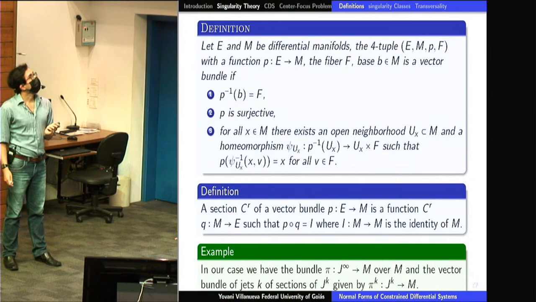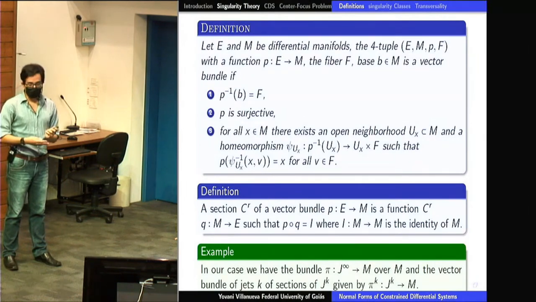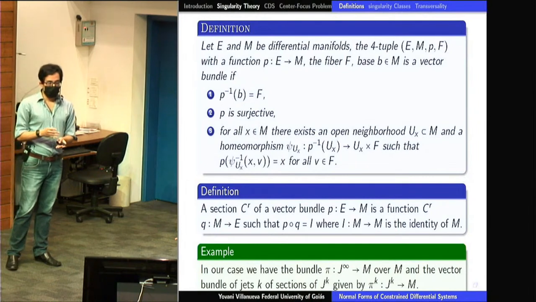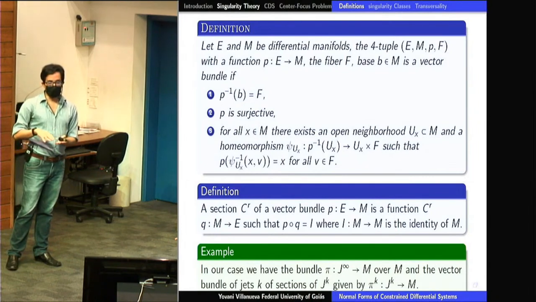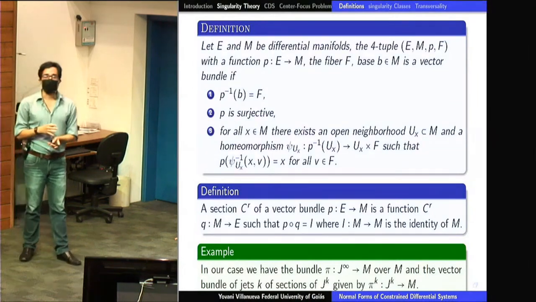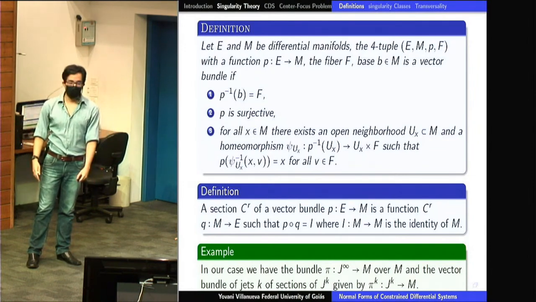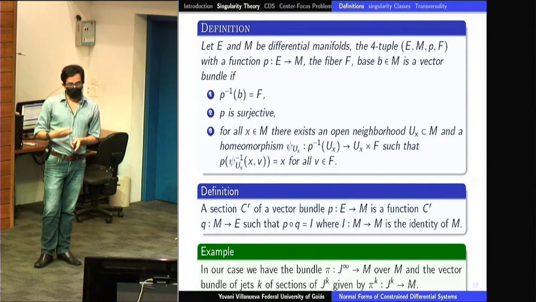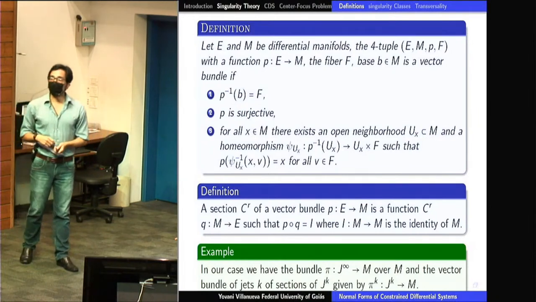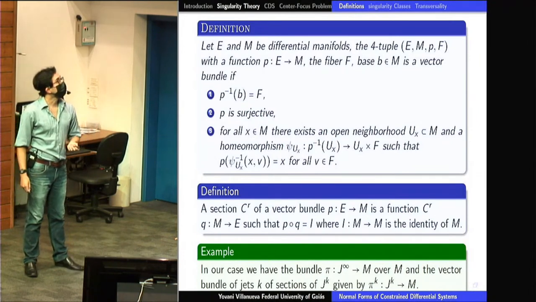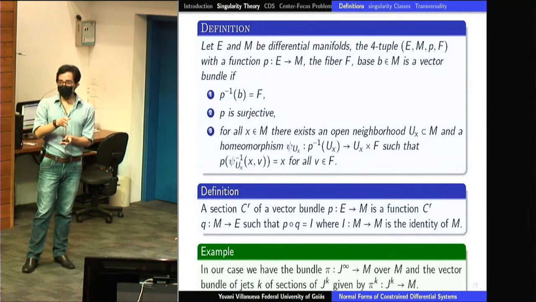But in this case, we use this object. For each point of the manifold M, it is like we have a vector space, and there are fibrations over each point of the manifold. But also we have the concept of a section of a vector bundle, and this section is like that vector space that we put over that point.